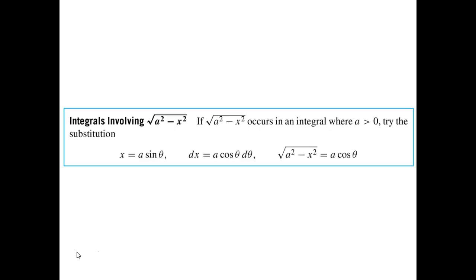And then when you plug back in, you see that the square root of a squared minus x squared is a cosine theta again, because you plug this in there and you get it. So everything you have becomes a cosine theta: a cosine theta, a cosine theta d theta. So either things are going to cancel out, or they're going to combine together, and you can usually solve the problem from there. Okay.